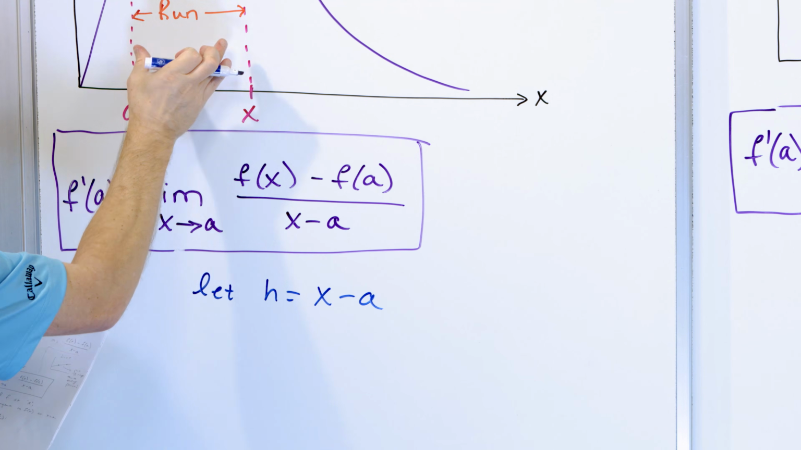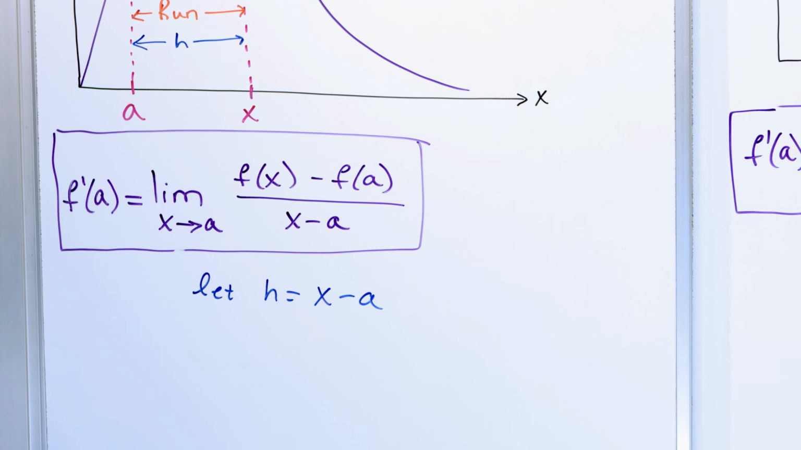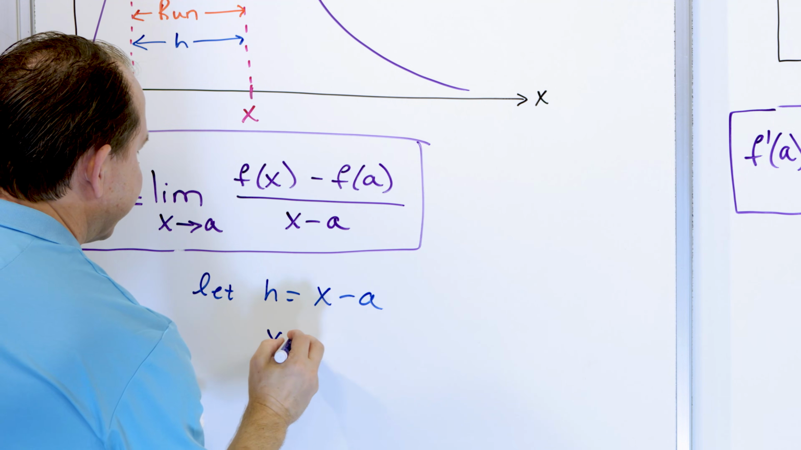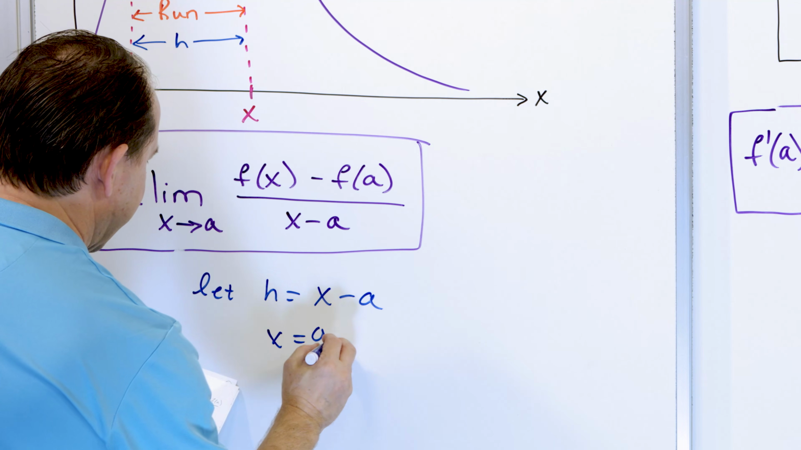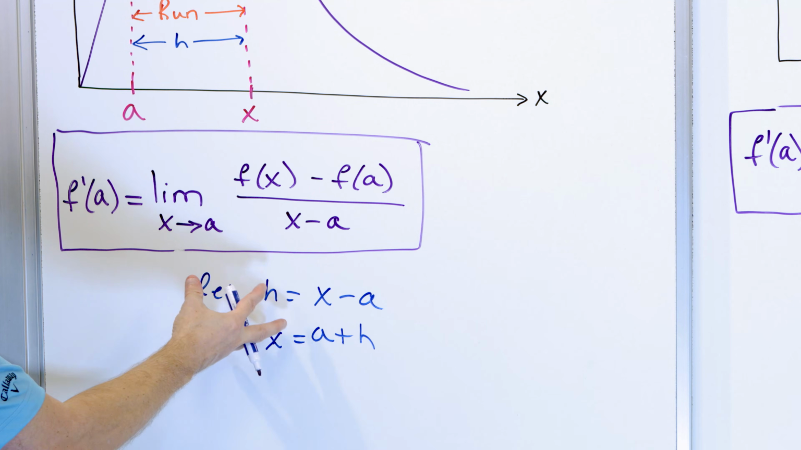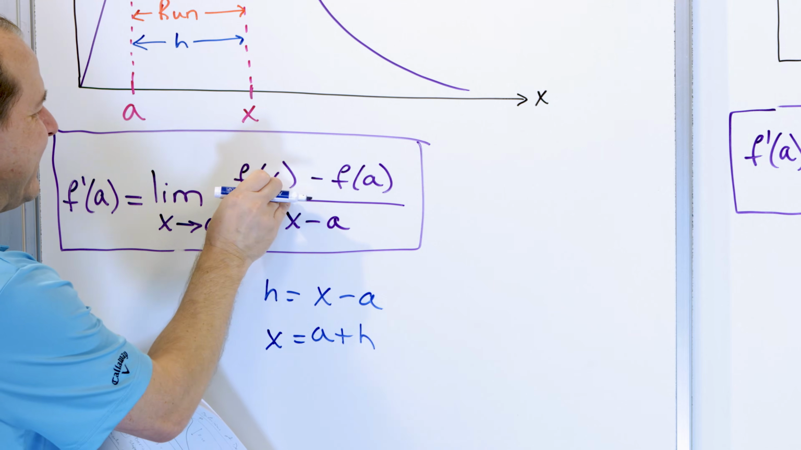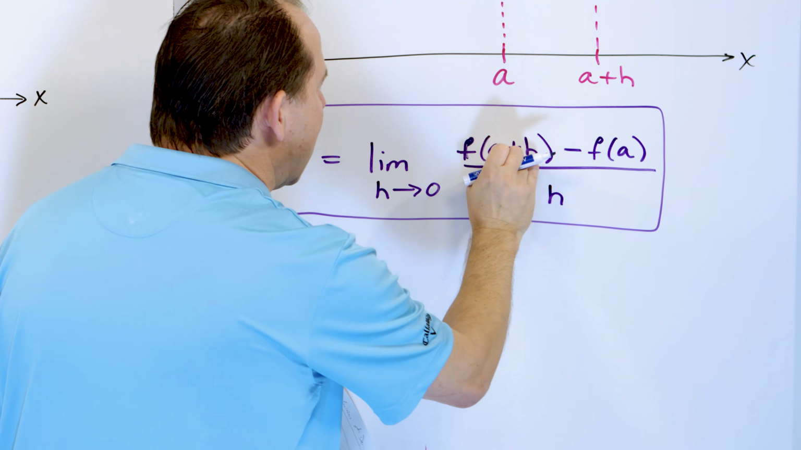Because x minus a would be the width, which I would call h, right? So I could put h right in here if I wanted to. And if I do that, I can solve for x, and then x would be h plus a, or a plus h. If I just move a to the other side, then I can do this substitution. If I put it in here, what do I get? Well, for x, I'm going to stick this in here. Look at that. That's what I've got.